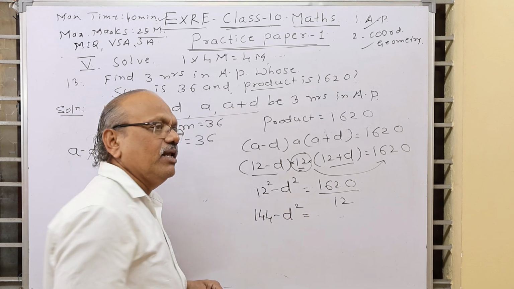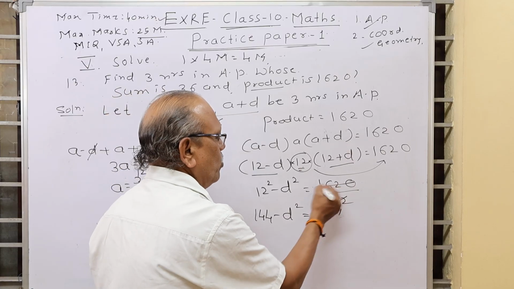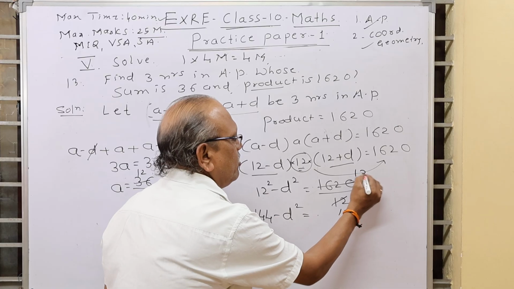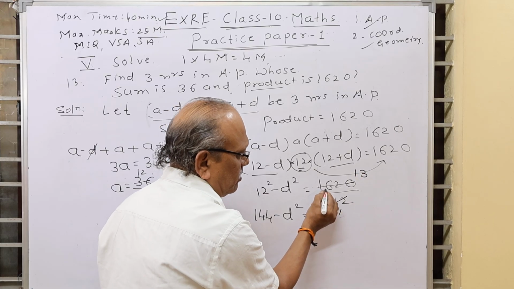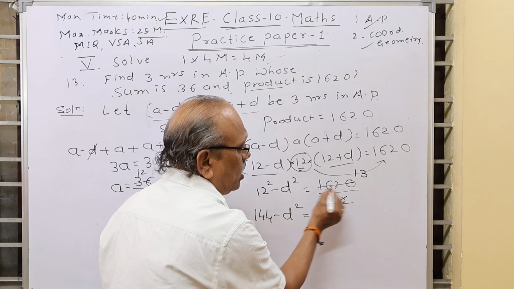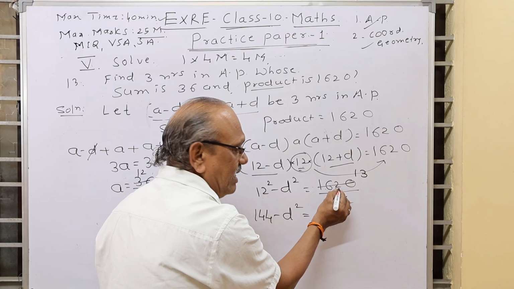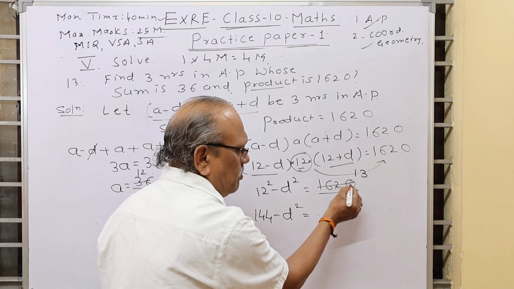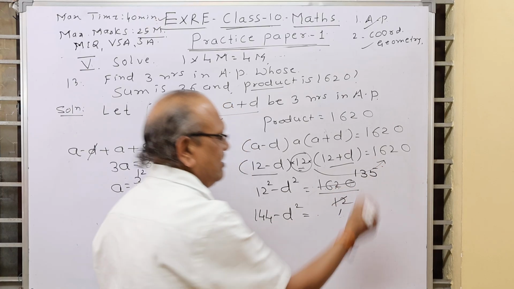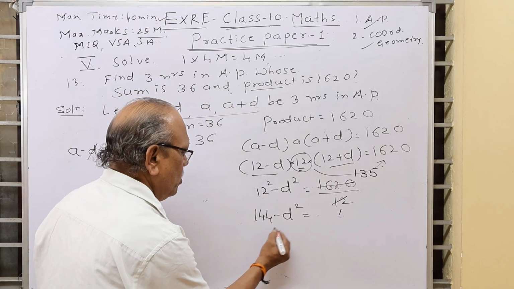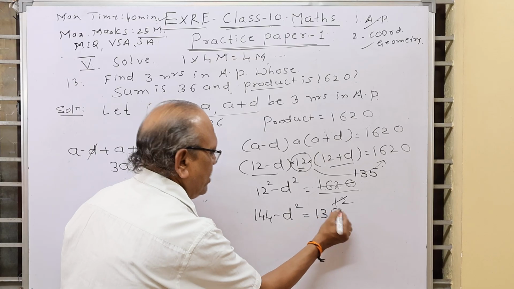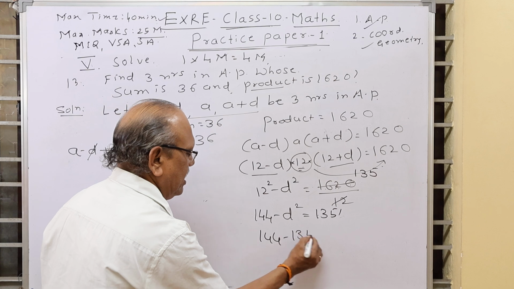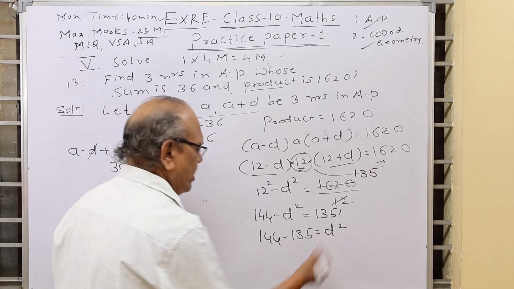We are going to get d now. Yes sir. 12 ones are 12. You are left with 42. 12 threes are 36. 42 minus 36 is 6. It becomes 60. 12 fives are 60. Yes, you got it. This is equal to 135. Take 135 to the left. You get 144 minus 135 is equal to d square.